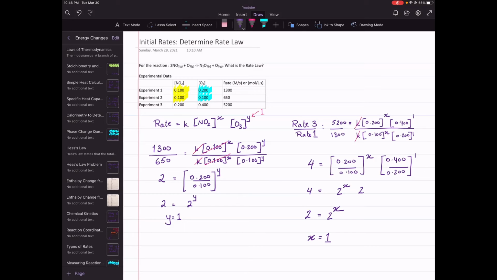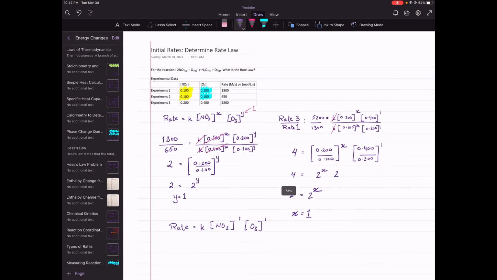So now we have found the value of x and y. So in the rate law, rate is equal to k square bracket of NO2 to the power of 1 and O3 also to the power of 1. But we are not done yet. We have found the value of x, we have found the value of y, but we have still not yet found the value of k. Now for finding the value of k, we usually use experimental data point 1. So experiment 1, we will use the values of experiment 1 to find the value of k.